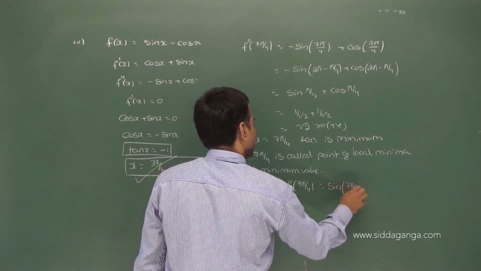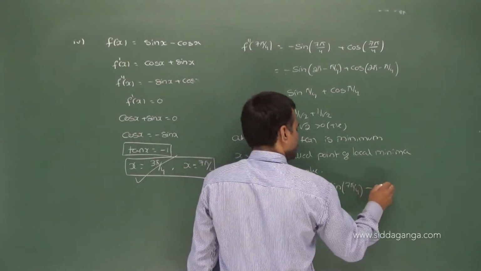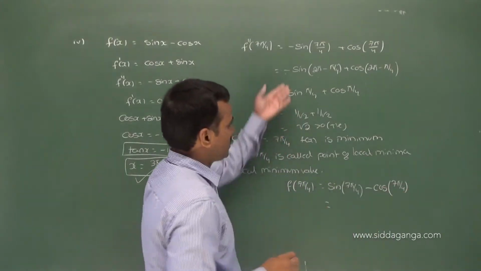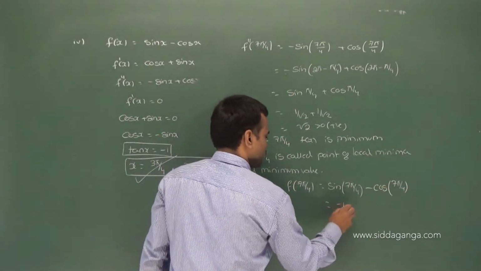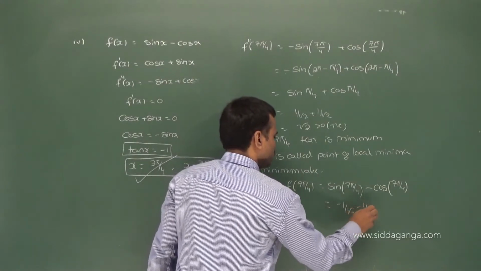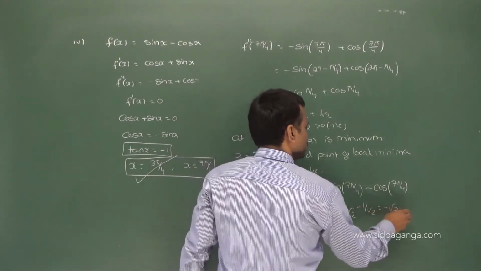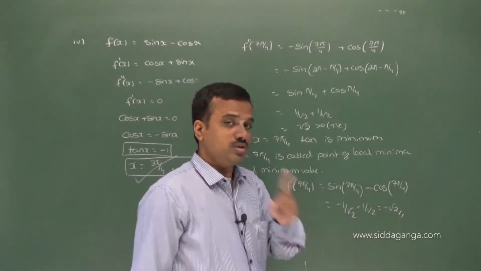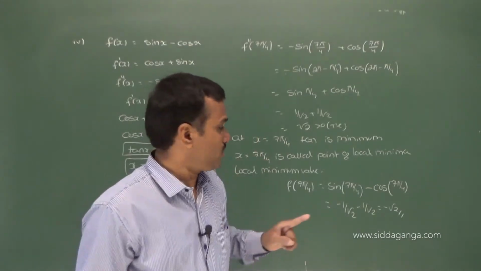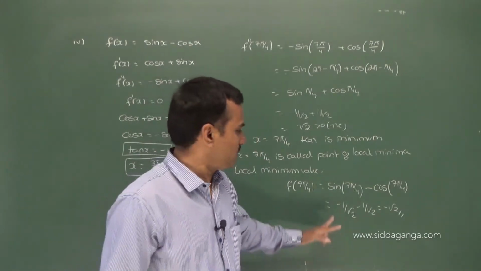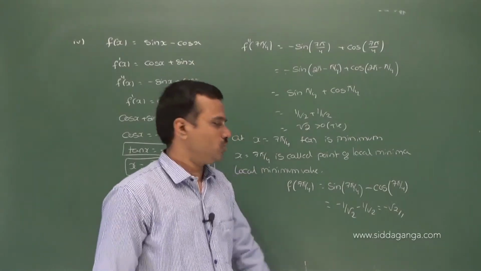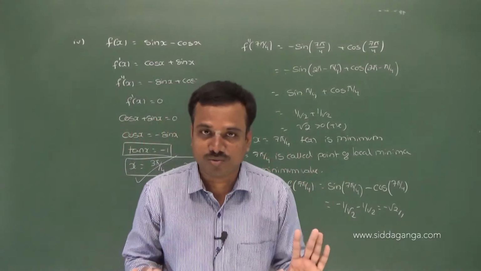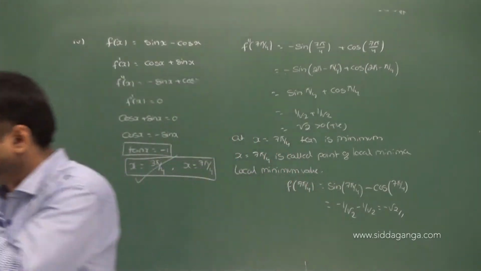Sine 7 pi by 4 minus cos 7 pi by 4. This I have written directly because I solved it here. So minus 1 by root 2 minus 1 by root 2, minus root 2. Correct? This value is also very important. If you write it wrong, they may cut 1 mark. Minimum value and maximum value are very important. Minus 1 by root 2, minus 1 by root 2, so the answer is minus root 2. This is a very important problem. See the problem carefully. Next problem.